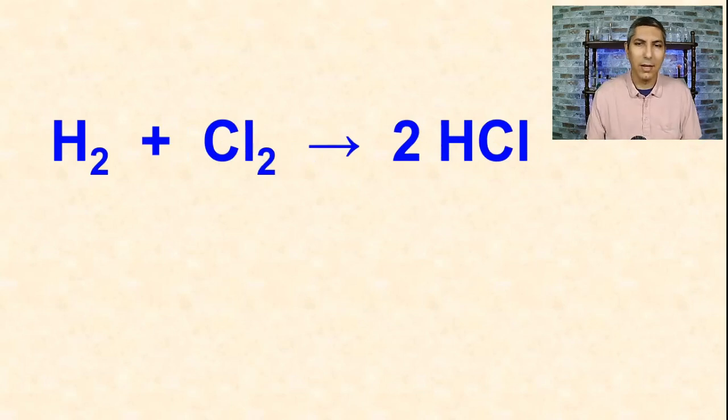Now, as we talk about heat and energy, let's take a look at a very typical chemical reaction that might take place in a laboratory. Here we have hydrogen gas that's reacting with chlorine gas, and that forms two molecules of HCl, hydrogen chloride gas.